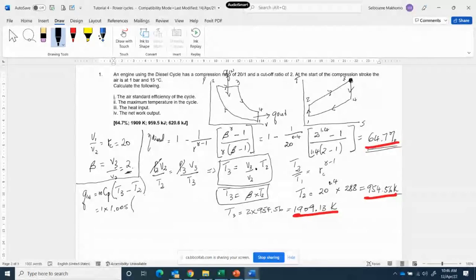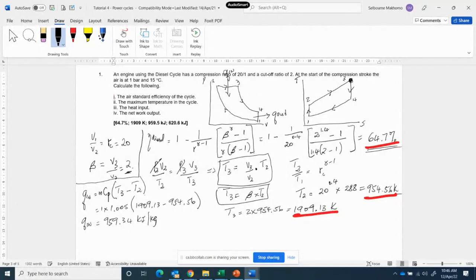So 1.005, where's T3? T3 is 1909 minus 954. And the answer is Q in is 959.34 kilojoules per kilogram.